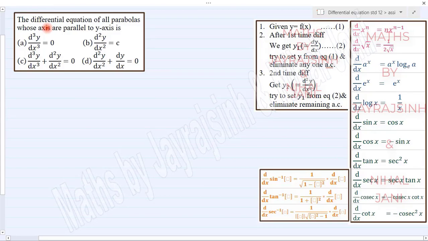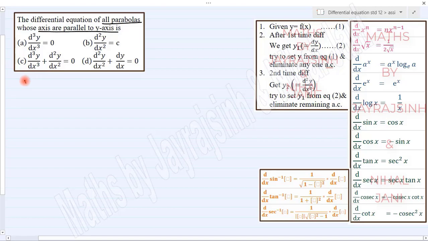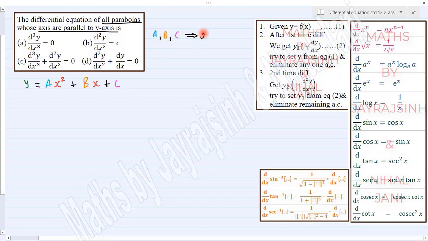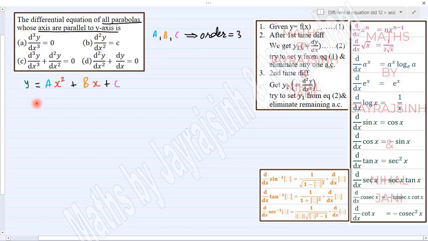In this question, we have to find differential equation of all the parabolas whose axes are parallel to y-axis, which can be described by the equation of y is equal to second order polynomial, or we can say ax square plus bx plus c. Now here we have three arbitrary constants a, b and c. That means the order of the differential equation must be 3. No problem. That means we have to differentiate our equation 3 times.